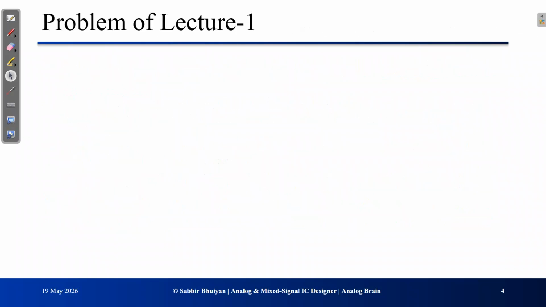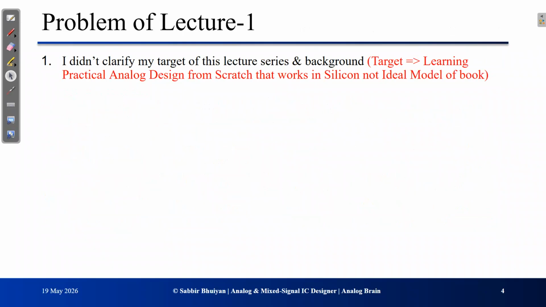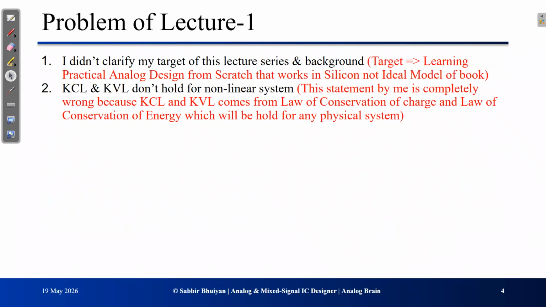Now, problems of lecture 1. Okay, I didn't clarify my target of this lecture series and background. So what is the target? The target is learning practical analog design from scratch that works in silicon, not the ideal model of the book. Number 2, KCL and KVL don't hold for nonlinear systems. This statement by me is completely wrong because KCL and KVL come from the law of conservation of charge and the law of conservation of energy, which hold for any physical system.